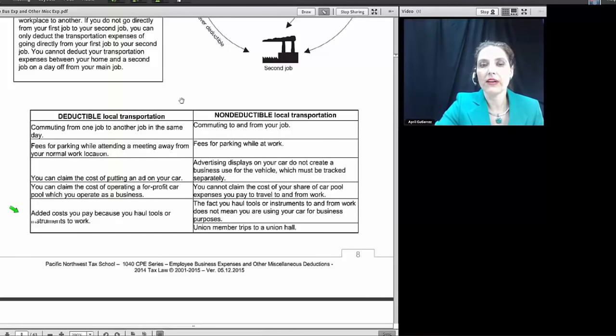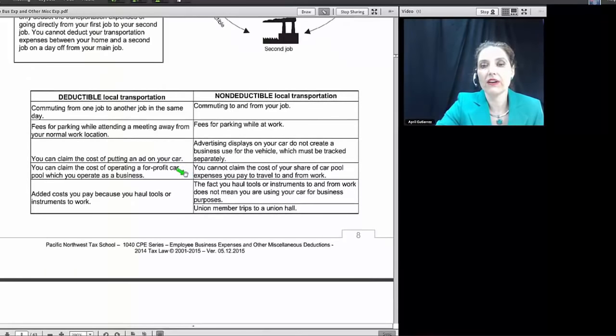But the following on this side of the chart are non-deductible transportation expenses. Commuting to and from your regular job is not deductible. Fees for parking while you are at work are not deductible. If you put an advertisement on your car, that in and of itself does not create a business use for the car. You still have to track whether or not you're using that car for business activities, and if you have an ad on the car and just drive it to work and park it there from home every day, that's not business use of the car. You can deduct the ad, but not the use of the car.